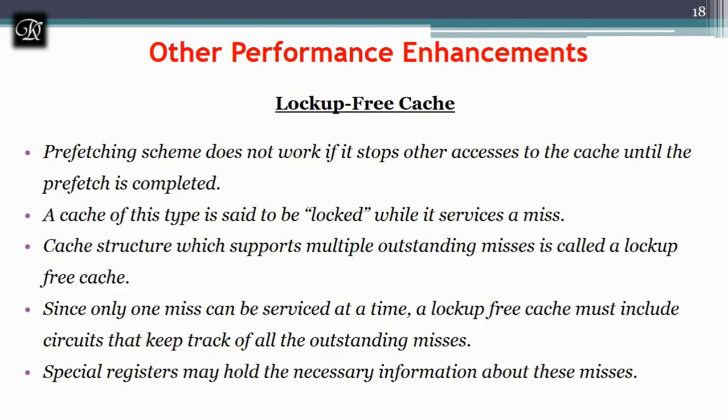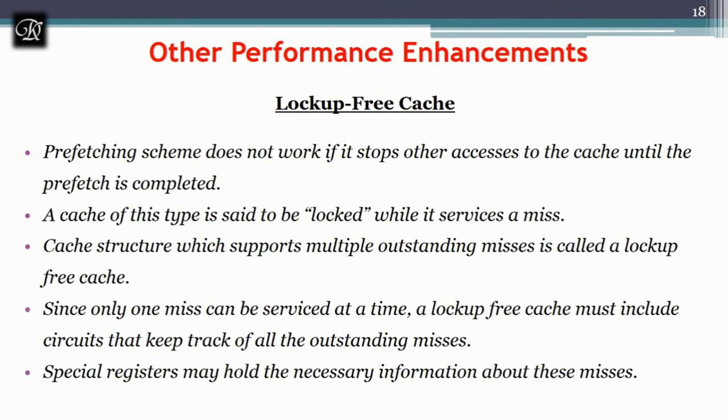The cache structure which supports multiple outstanding misses is called a lockup-free cache. Otherwise, since only one miss can be serviced at a time, we cannot serve more than one miss. A lockup-free cache must include a circuit that keeps track of all the outstanding misses. It has to keep track of all the requests, and only one request will be served at a given time, which is the job of the lockup-free cache.